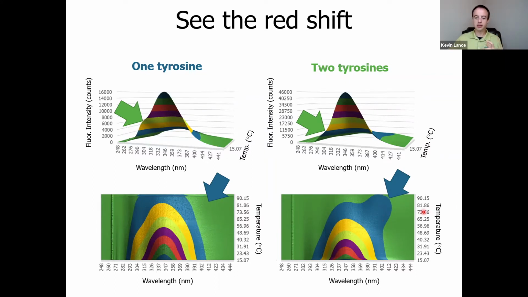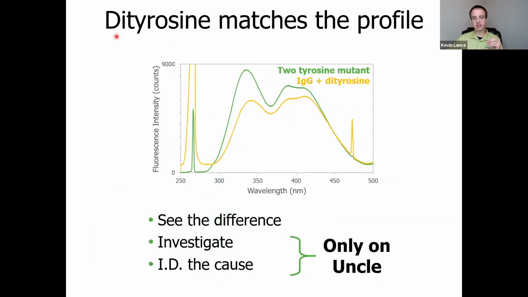And indeed, if we start looking at the fluorescence spectra only for those higher temperatures, we can start to understand what that actually is. In this case, we can take our 2 tyrosine mutant and pick out 1 fluorescence trace at a higher temperature and show that in green, and compare it to a result where we investigated this signal in a separate experiment, in yellow, where we're looking at just an IgG protein combined with some dityrosine that we've spiked in. So this starts to tell us what's going on here.